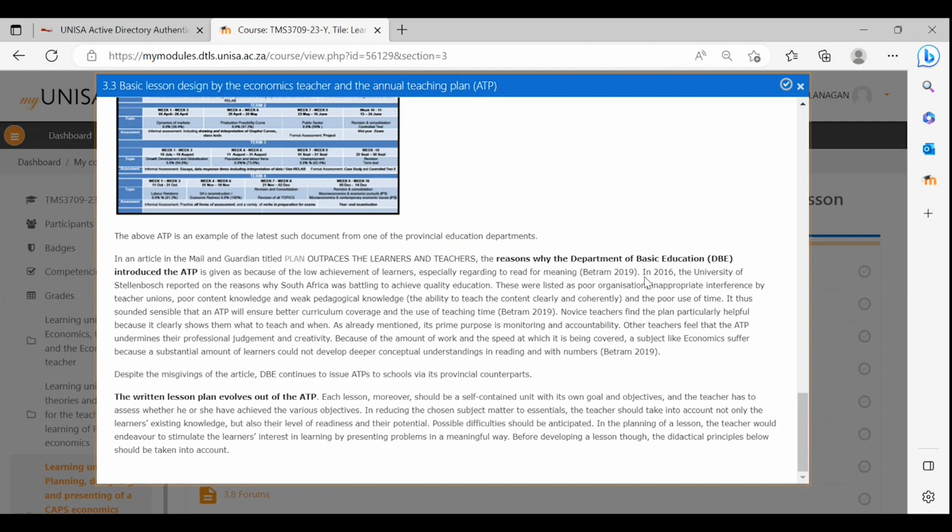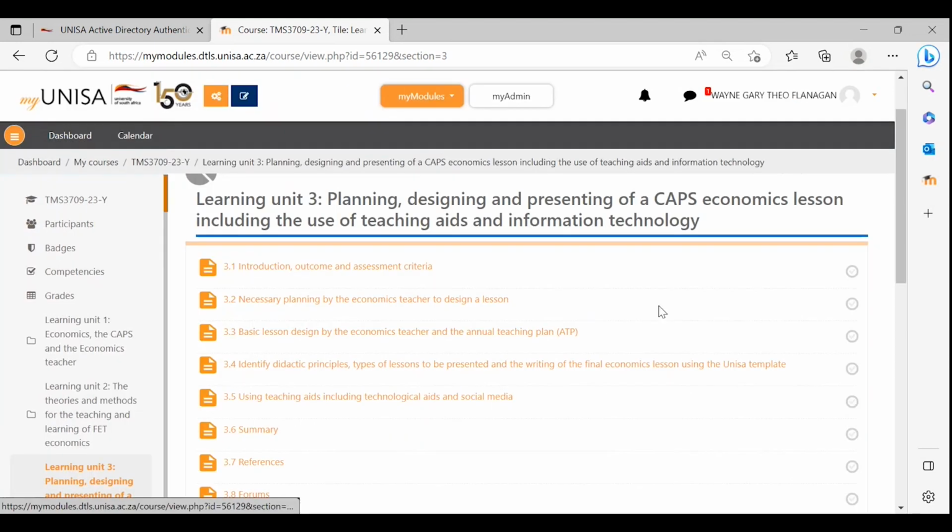Right. Now we are going to look at the lesson plan. Paragraph 3.4. Identify didactic principles. That is how you teach. The types of lessons that you can teach. And the writing of the final economics lesson using the UNISA template.